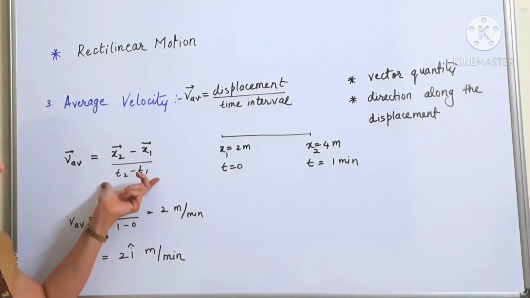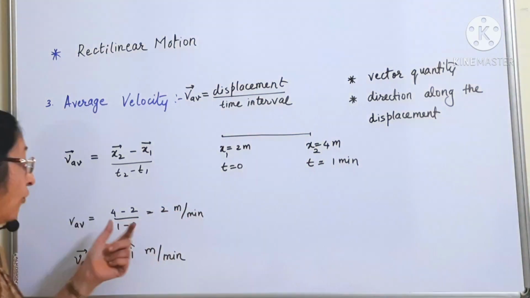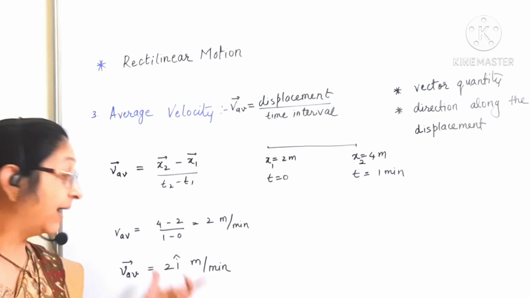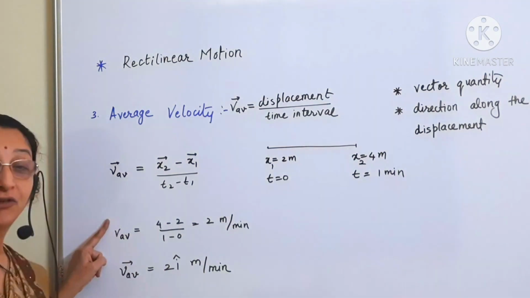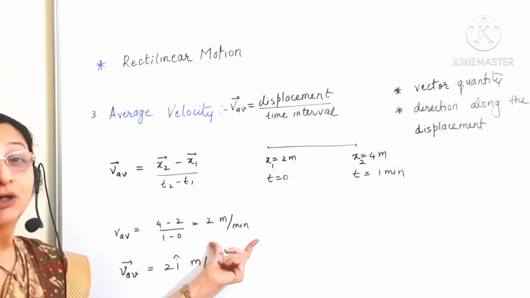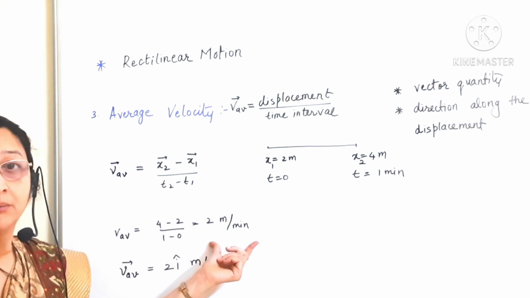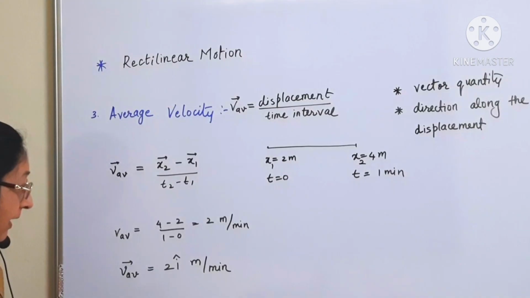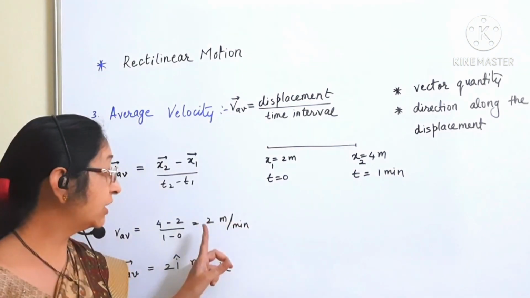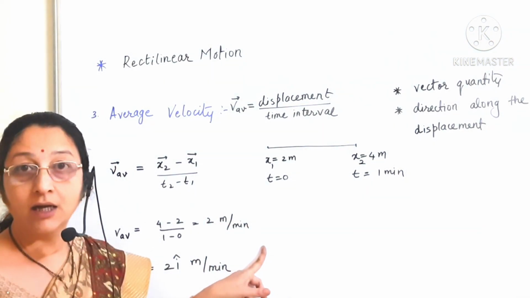So this is 4 minus 2 upon 1 minus 0. But here, see, I have not given the arrow mark because I am giving only the scalar quantity. Here, I am giving only the magnitude of the average velocity, which is 2 meters per minute.